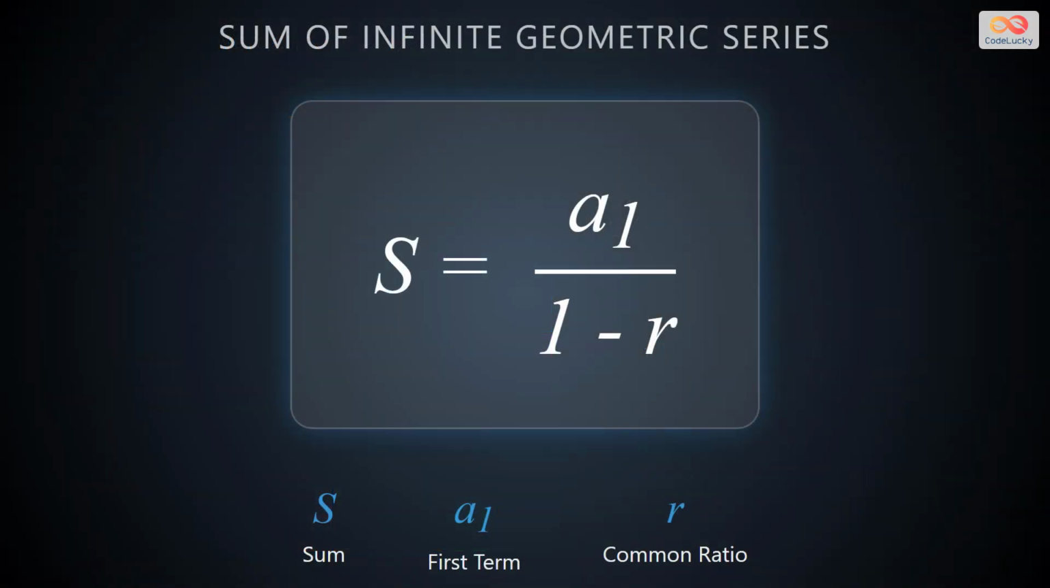When the condition is met, we use this simple yet powerful formula to find the sum. S equals a sub 1 divided by the quantity 1 minus r. Here, S is the sum, a sub 1 is the very first term of your series, and r is that common ratio we discussed. It's elegant and easy to use.